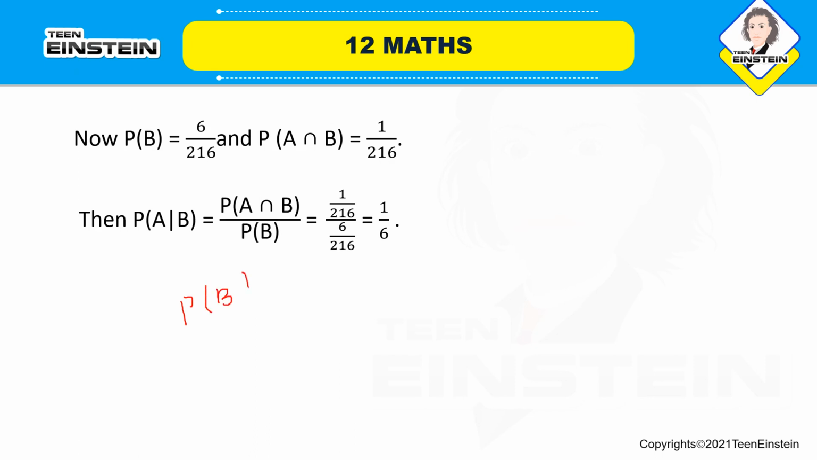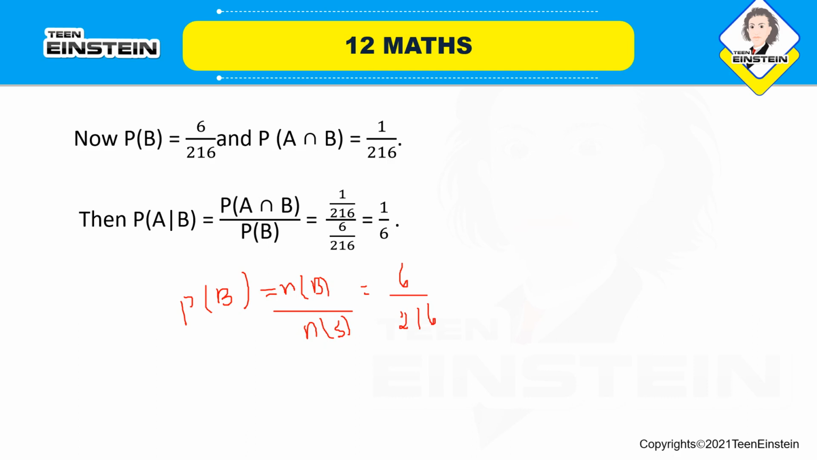P of B formula is N of B by N of S. N of B means number of elements in B. Number of elements in B we have calculated is 6 by N of S. N of S means total number of elements in the set S. Total number of elements in S is 216. Right? So what is the value of P of B?